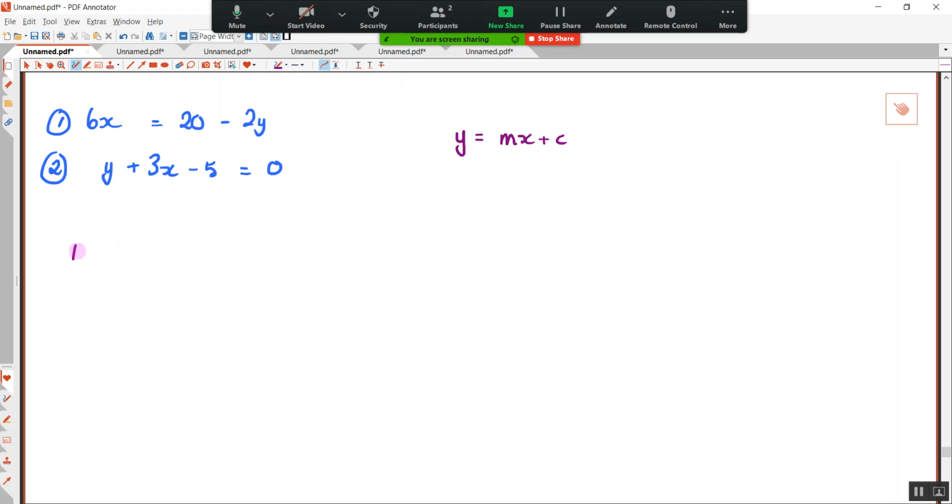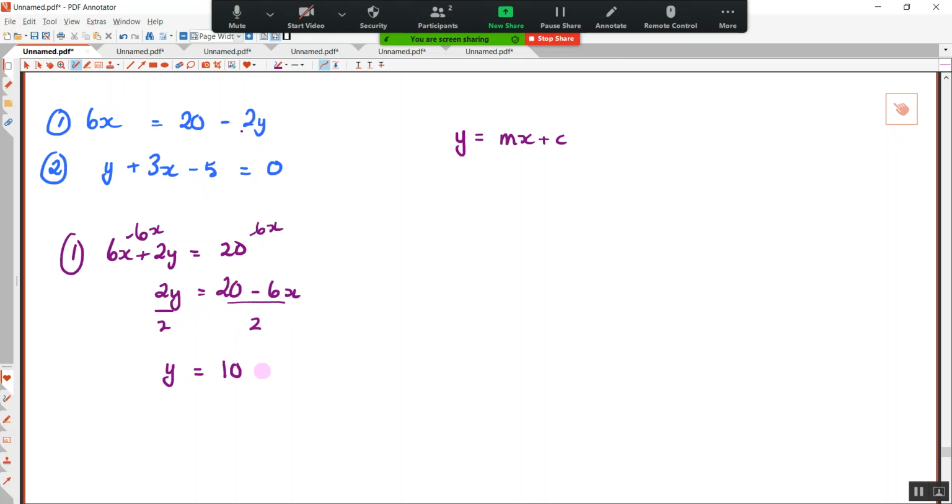So number 1, I'm going to add the 2y. So I've got 6x plus 2y is 20, but then I'm going to subtract the 6x. That gives me 2y is equal to 20 minus 6x. And then I'm going to divide by the 2, gives me y is equal to 10 minus 3x. Yeah?